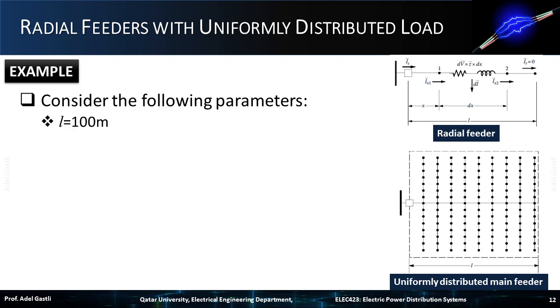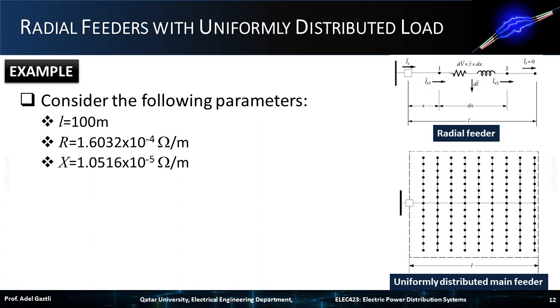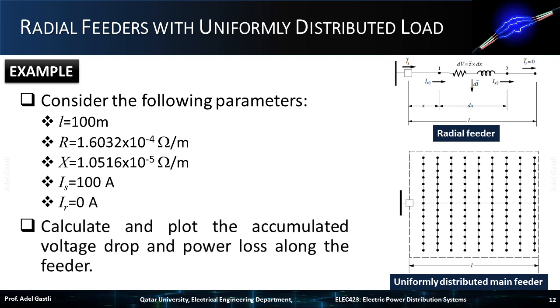In this example, the length of the feeder is 100 meters. The feeder linear resistance is 1.6032 times 10 to the power minus 4 ohms per meter. The feeder linear reactance is 1.0516 times 10 to the power minus 5 ohms per meter. The sending end current Is is 100 amperes, and the receiving end current IR is 0. We would like to calculate and plot the accumulated voltage drop and power loss along the feeder.